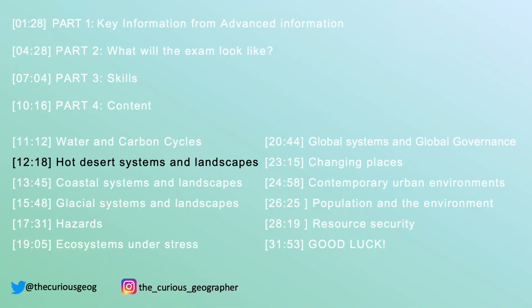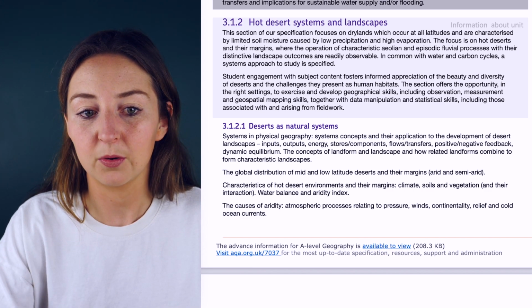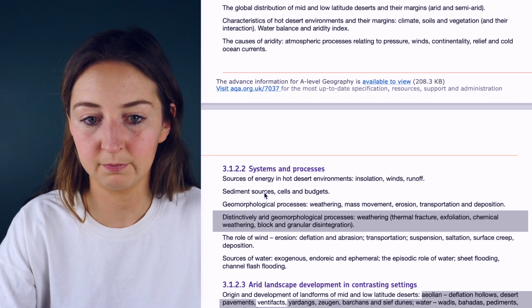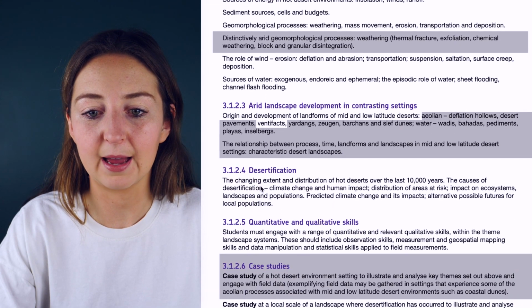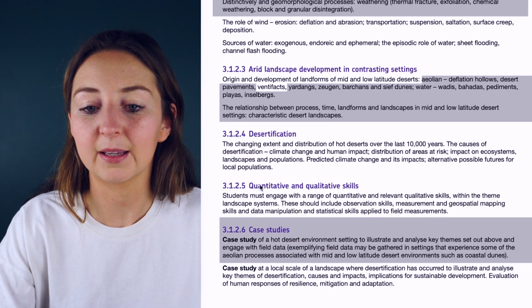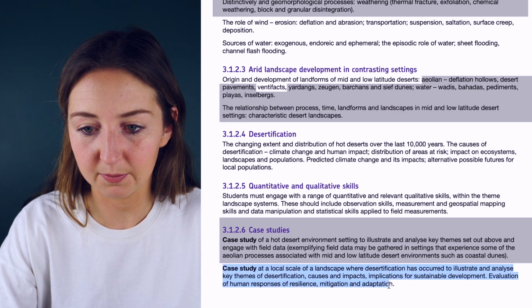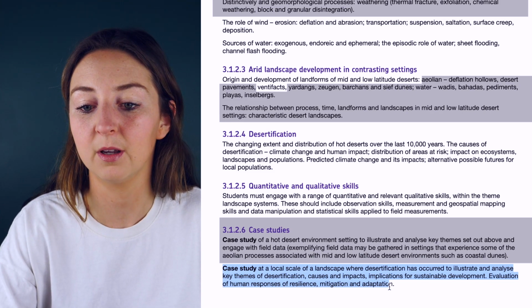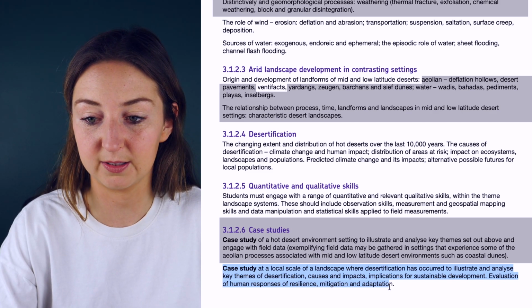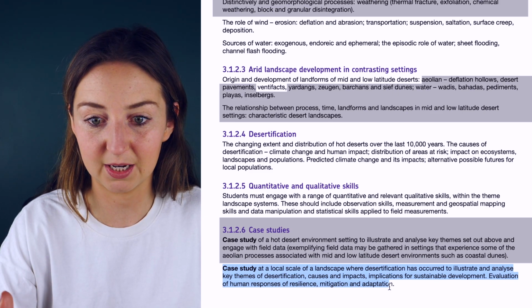Let's go on to hot deserts, systems and landscapes. So a few key parts out of the list. Key parts which are on the list include deserts and natural systems, pretty much all there, systems and processes, and desertification. And the case study is a local scale of a landscape where desertification has occurred to illustrate and analyse key themes of desertification, causes, impacts, implications for sustainable development, evaluation of human responses, resilience, mitigation and adaptation.